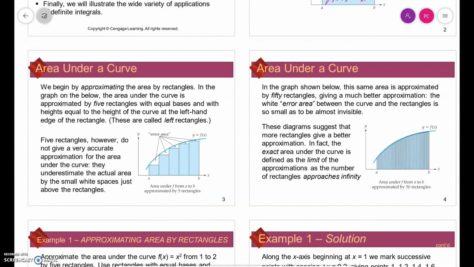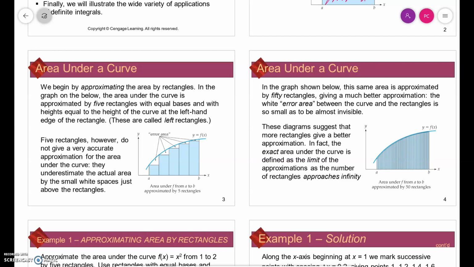In the graph below, the area under the curve is approximated by 5 rectangles with equal bases and with heights equal to the height of the curve at the left-hand edge of the rectangle. These are called left rectangles. If you did it basing it off the right-hand side of the rectangle, those would be right rectangles. 5 rectangles, however, do not give a very accurate approximation for the area under the curve.